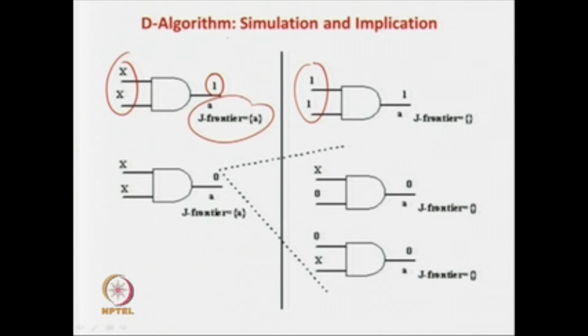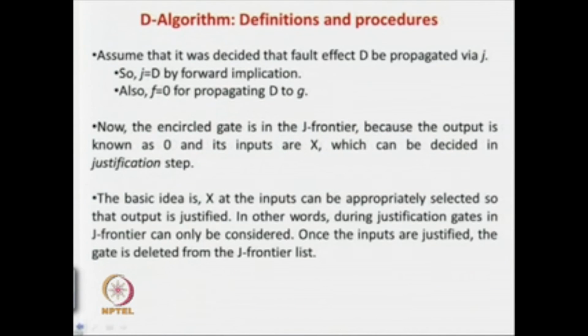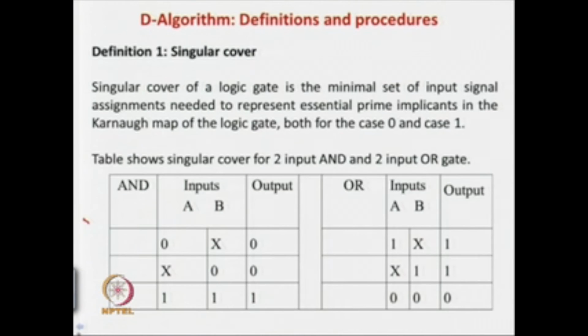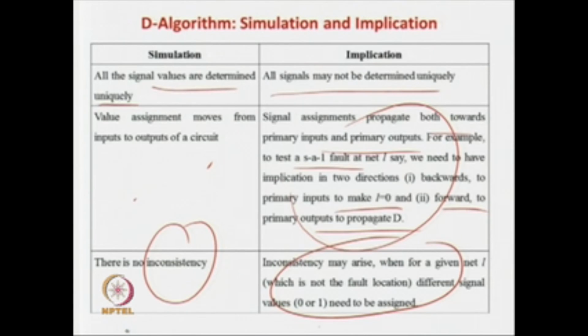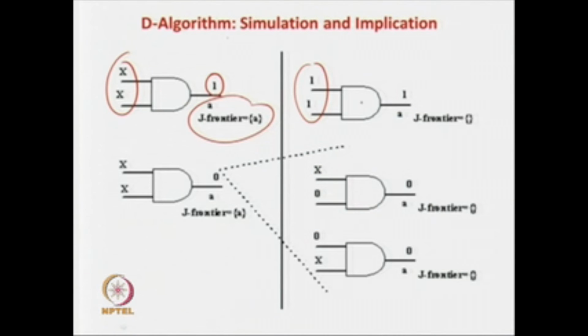That can be covered from the first, or the second, slide we have shown, that is the singular cover: for 1 1 in case of an AND gate, this is the singular cover. You have to know this table when you are doing this J frontier and D frontier business. So, this is 1 1 for this one. Now, you have to delete this gate from the J frontier, because we got this one and we have justified it using 1 and 1. So, this gate cannot be used anymore for justification.